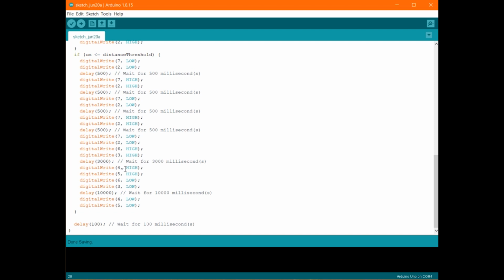After that, the 6 and 3 pins will get low, and the pins 4 and 5 will get high, which is green for the pedestrian and red for the traffic which is going. So that will stop the traffic, and for 10,000 milliseconds, that means for 10 seconds, the green light will be on for the pedestrian and it will be red for the traffic, so that the pedestrian can safely cross. After that it will get low and normal function will resume.